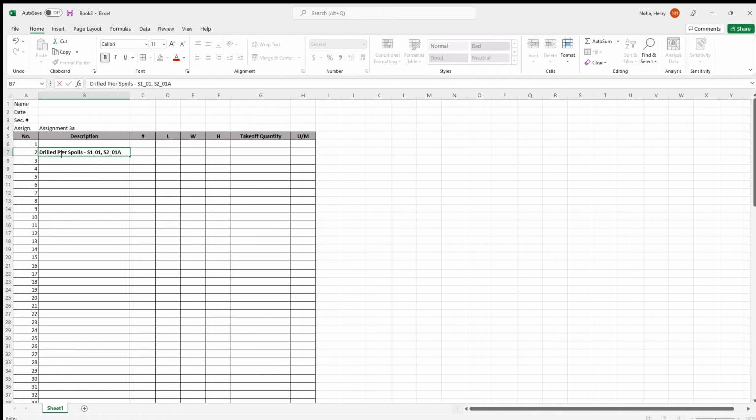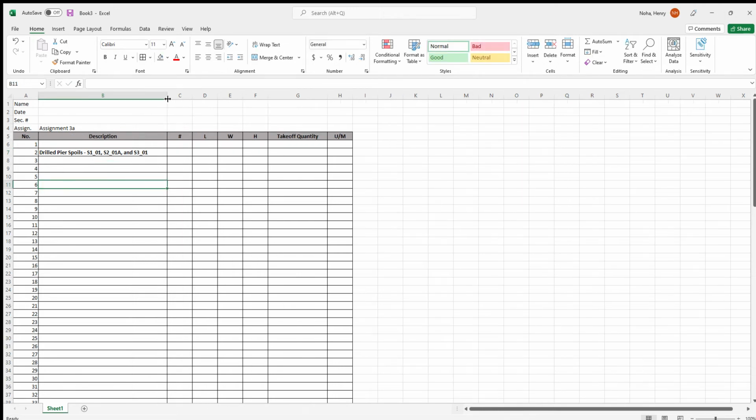S2-01A and S3-01. Again, you're probably going to have to adjust the width just to make everything fit. And then we have P3, 36 inch.